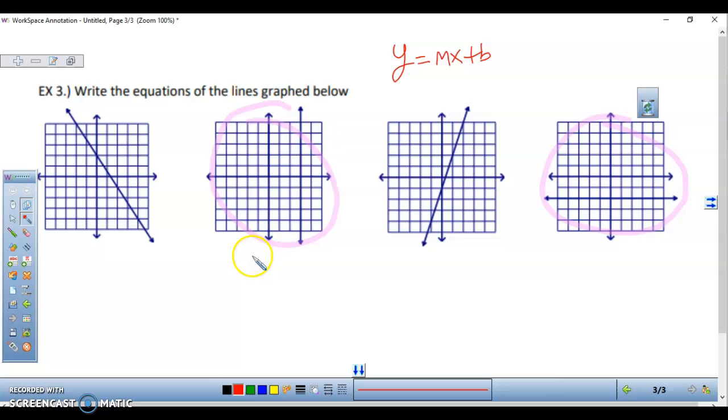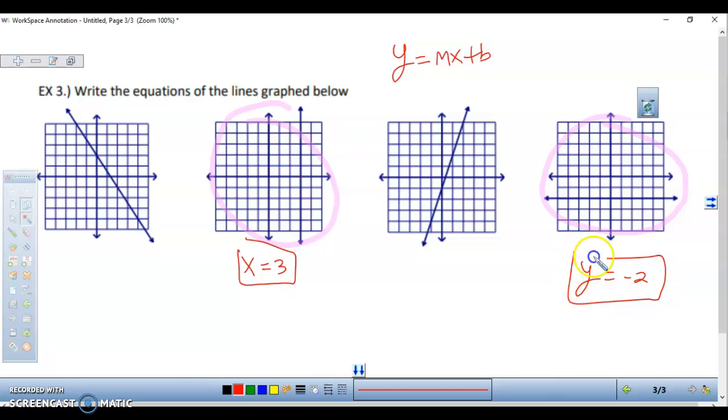Remember what I just showed you. A vertical line is x equals, and the x-intercept is 3. Every single ordered pair on that line is 3 comma something. That is the equation of that vertical line. This horizontal line, this one's down here. If it's horizontal, it's y equals some number. And that number is, what are all the y coordinates along that line? Well, they're at negative 2. Those are my easy ones.